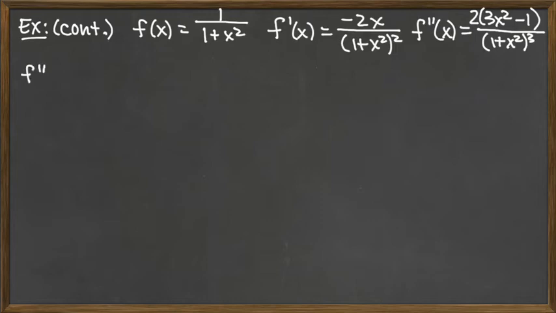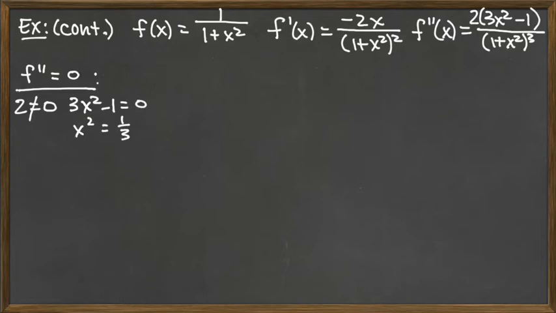So we have f double prime equal to 0 would be where the top is equal to 0. So that would be we've got the 2 equal to 0 gives us nothing. But then we've got the factor 3x squared minus 1 equal to 0. Add over the 1, divide by 3, and we've got x squared equals 1/3. And so then we are going to take the square root of both sides to get what x would equal.